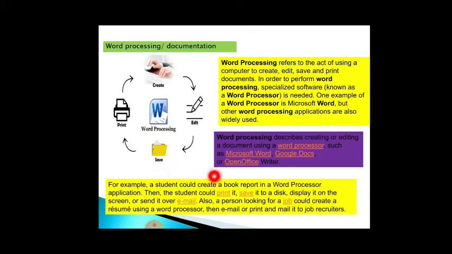For example, a student could create a book report in the word processor application. Then the student could print it, save it to disk, display it on the screen or send it over email. Also, a person looking for a job could create a resume using the word processor, then email it or print it and mail it to the job recruiters. Hope you understood. He can directly mail it or take a printout of his resume and keep it. So these are some of the advantages or examples of why we require a word processor: to create documents.